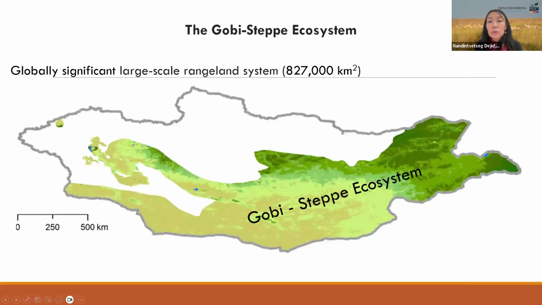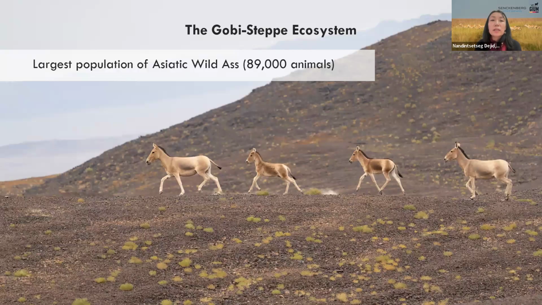Then I would like to share a case of what's happening in the Mongolian steppe ecosystem. The Gobi steppe ecosystem in Mongolia is a globally significant ecoregion in terms of biodiversity and also intactness. For example, the Gobi Desert ecosystem in Mongolia provides important habitat for the largest population of Asiatic wild ass, and the steppe ecosystem is the core range of Mongolian gazelles.